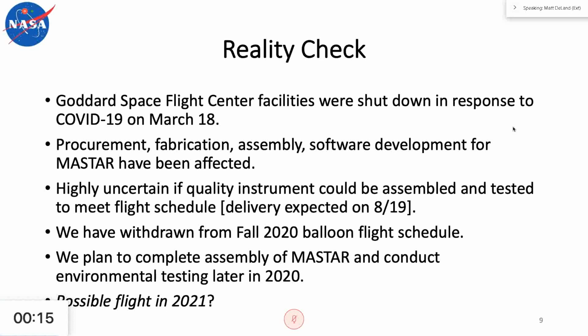and the desire to deliver a quality instrument, we pulled out of the balloon flight schedule for this fall. We do plan to complete assembly, do some environmental testing, this year and hopefully try to get a flight in 2021.